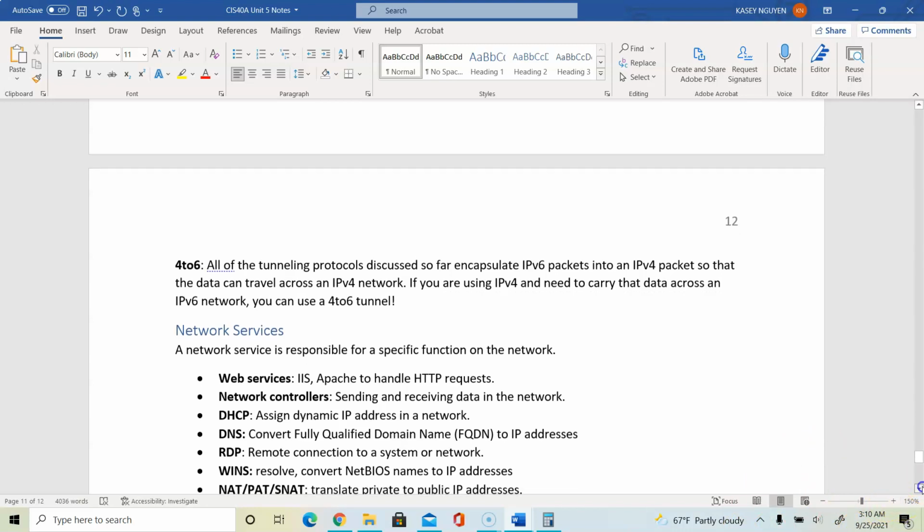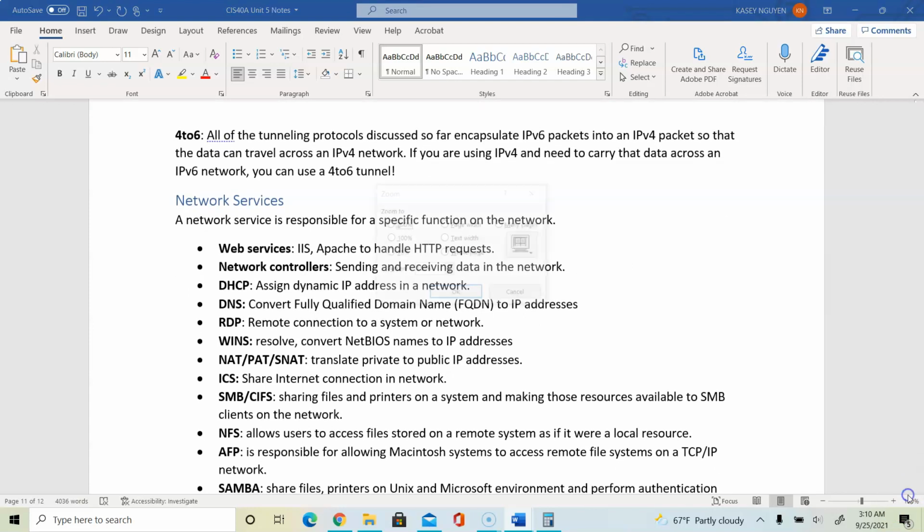Now, your network services, we know that when we look at your network monitoring, you would see a lot of different network services. So for your web services, you might use IIS for Windows, Apache for Linux, and that's to handle HTTP requests for your web server. Your network controllers with the DNS, DHCP, and also convert fully qualified domain name to IP, which is your DNS. Now, network controllers also pertain to the Active Directory, how it sends and receives data on the network. Your RDP for remote desktop, WINS for converting NetBIOS name to IP, NAT, PAT, and SNAT is to translate private to public IP. So make sure for Network Plus we know some of these protocols and what they do, how it relates to each service.